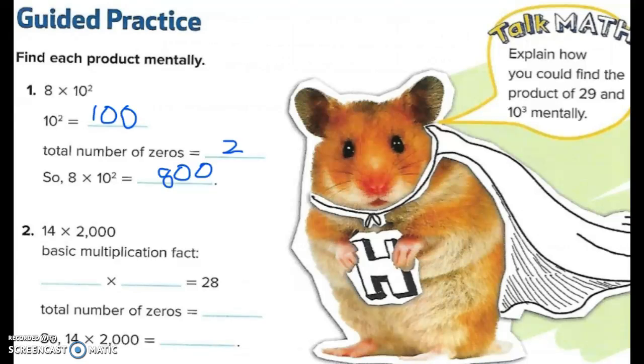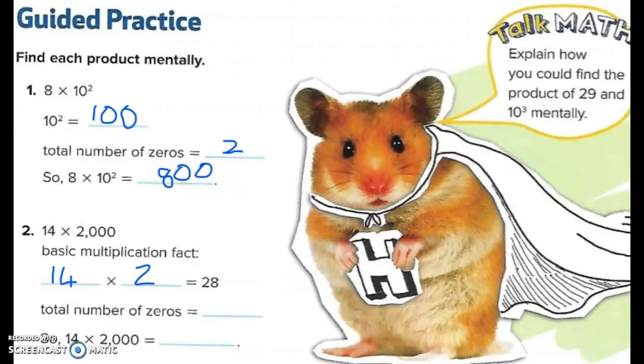Let's try number 2. You try first. 14 times 2 thousand. What do we know for sure? We know that 14 times 2 equals 28. Correct?